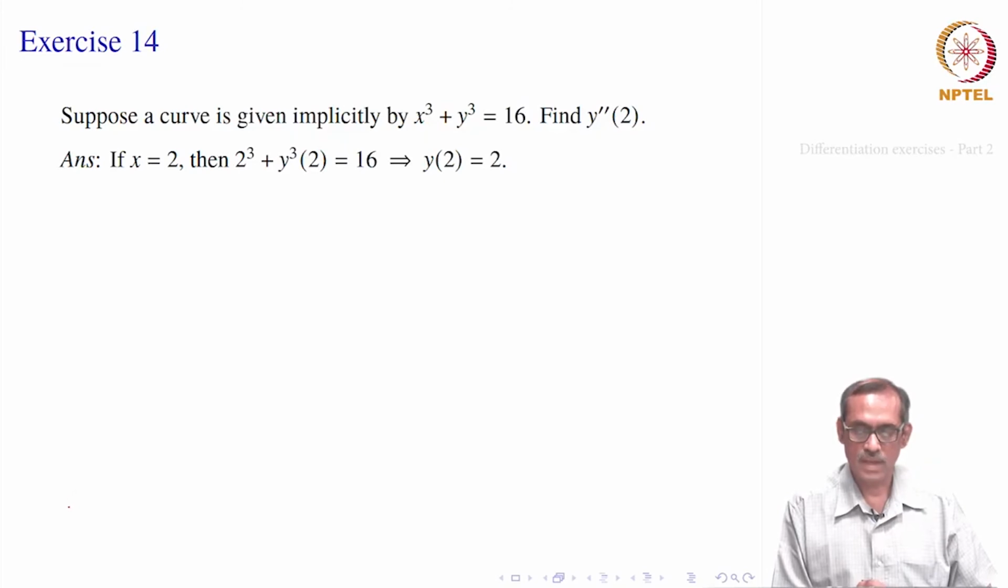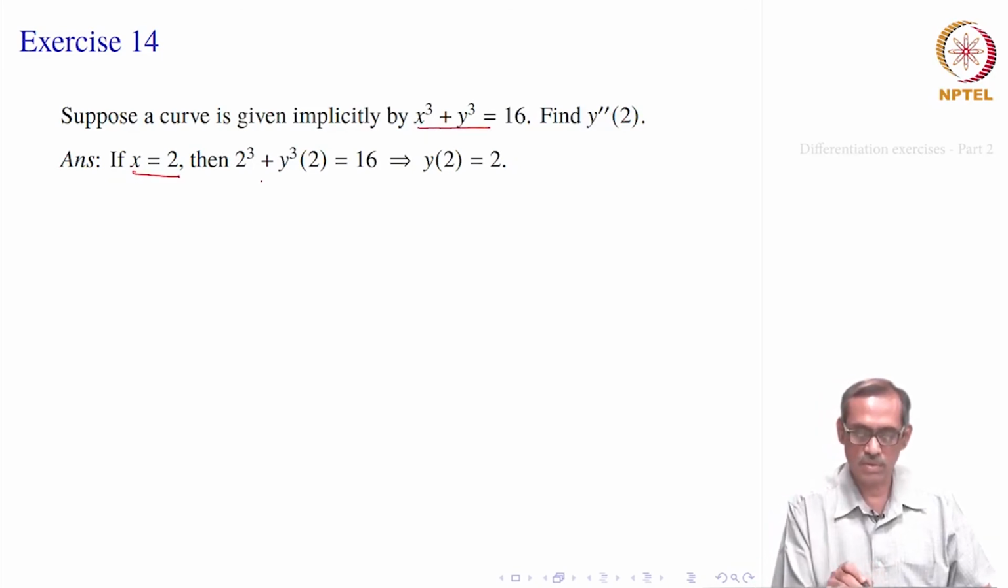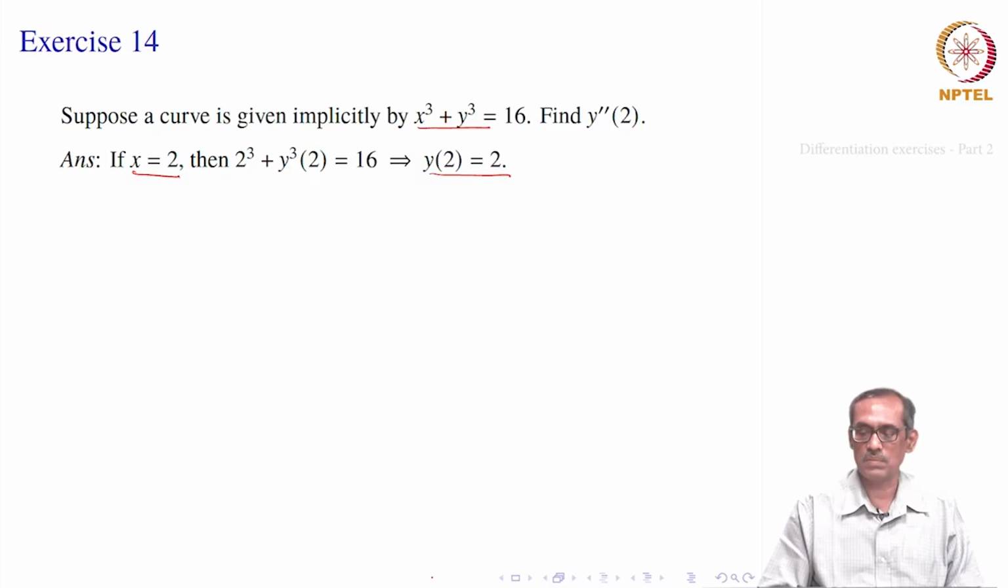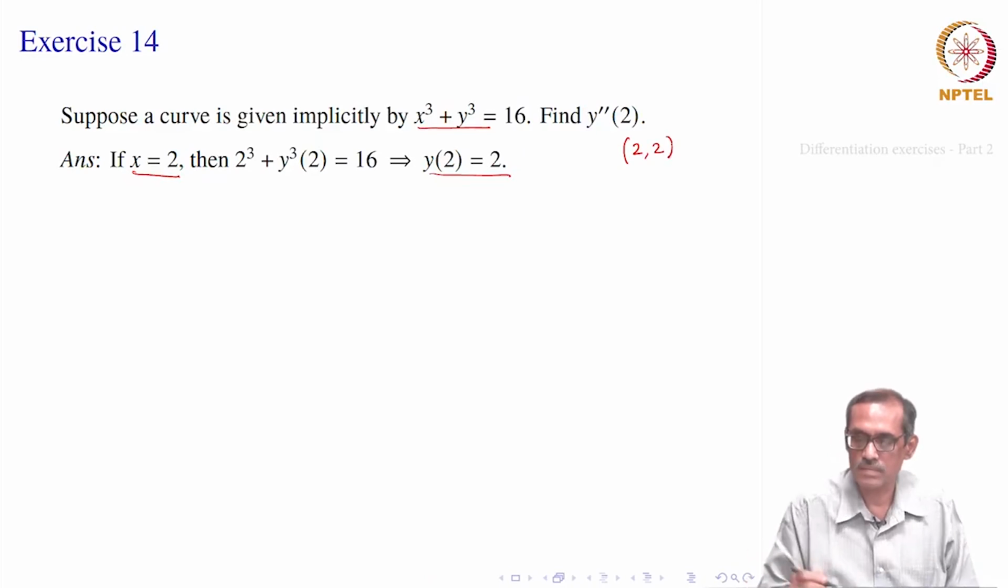and then find out y double prime and substitute x equal to 2 to get the result. Okay. So, first thing is we want y double prime at 2. So, x equal to 2 must be on the curve, that is if x equal to 2, then what is y? If x equal to 2, then the equation says 2 cubed plus y cubed at 2 is 16, or y(2) must be 2 also. Okay. 16 minus 8, which is 8. So, y(2) must be 2. That means, we have the point, that point is really (2, 2) on the curve.